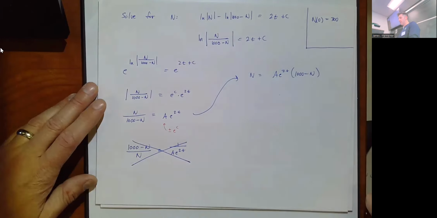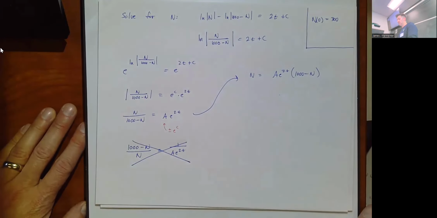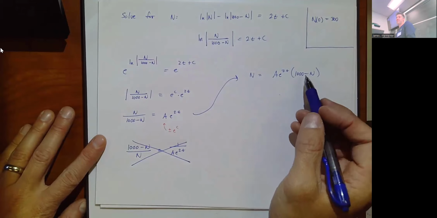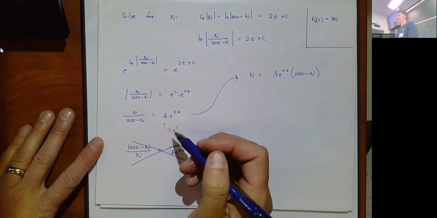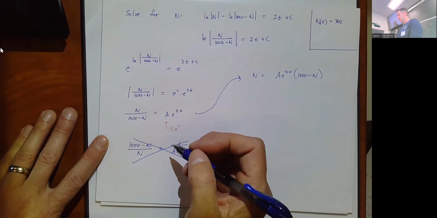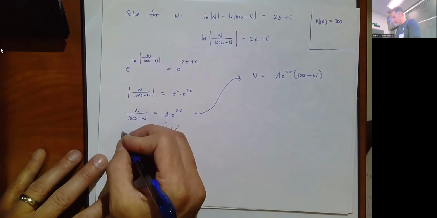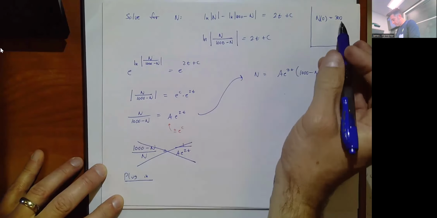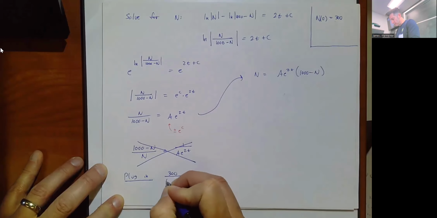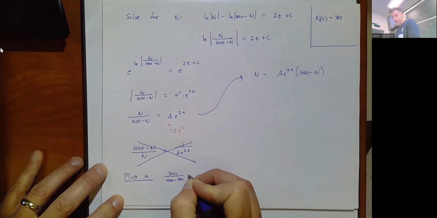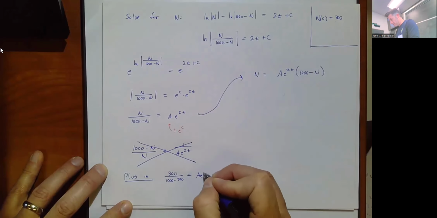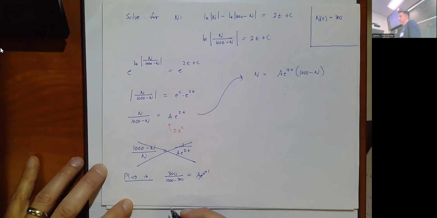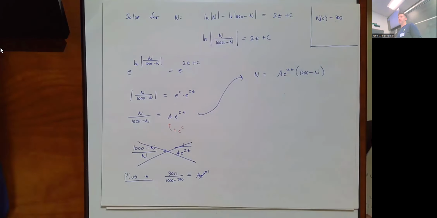Ooh, did I miss my moment? Was that the moment I should have solved for A? Maybe. Is it going to be better here to solve for A? I think it's best here, right? Right there is where I have A as isolated as it's going to get. So I think here is the moment where we should plug in and figure out what A is. If N is 300, I get 300 over 1,000 minus 300 equals A times e to the 0. That's just 1. So 3/7 is my A value. I feel like that's the time. I could be wrong. There might be a better moment, but it's not terrible.